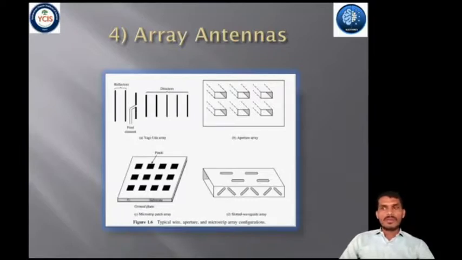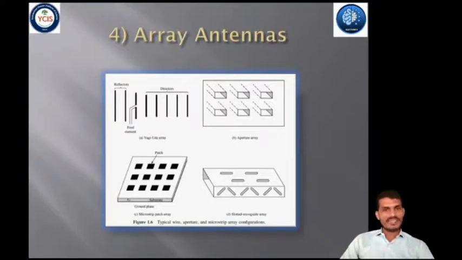Now, this is your Yagi-Uda antenna, in which there are 3 different elements present. First one is reflector element, second one is feed element, and third one is a number of directors present in that particular antenna. Second one is aperture array antenna. In aperture array antenna, we can see that there are rectangular arrays present. Now microstrip patch array antenna.